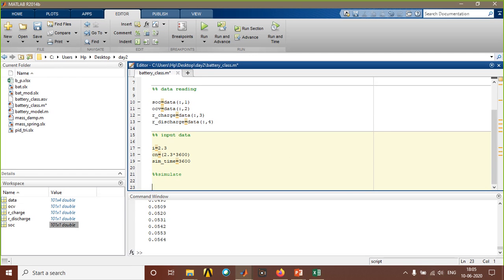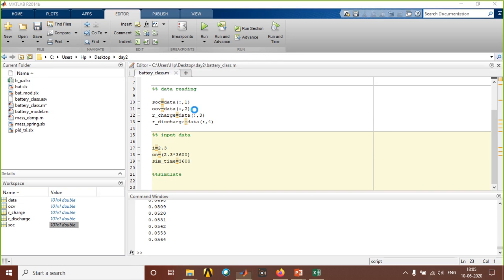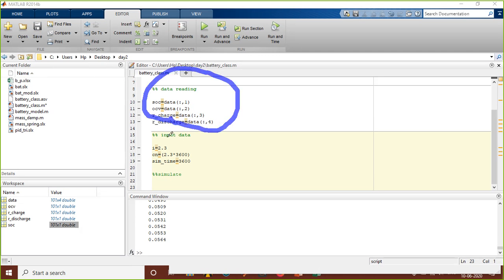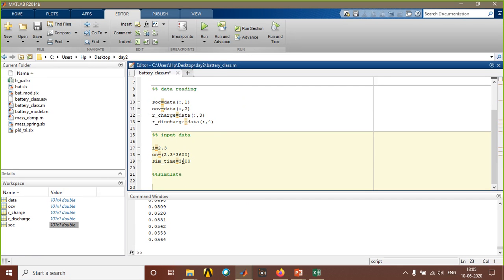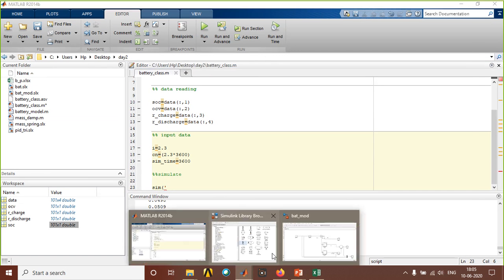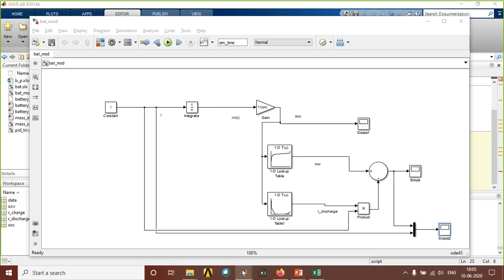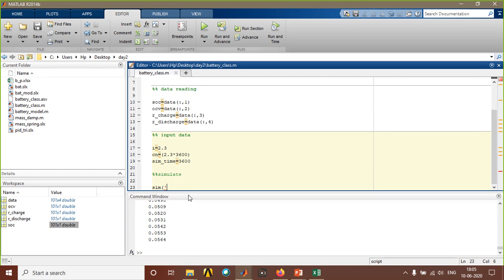Okay, now I prepared my Simulink model. For this data, I'm going to simulate my Simulink model. How to do that? What is the command? sim. I'm supposed to put the name. What is the name of our Simulink model? bat_mod. This is why I told you the name should be simpler, easily memorizable. Remember that. So this is the command to simulate, open, that Simulink model.